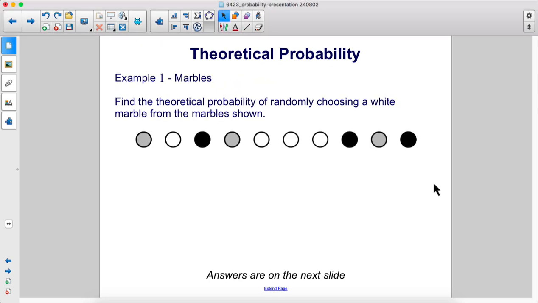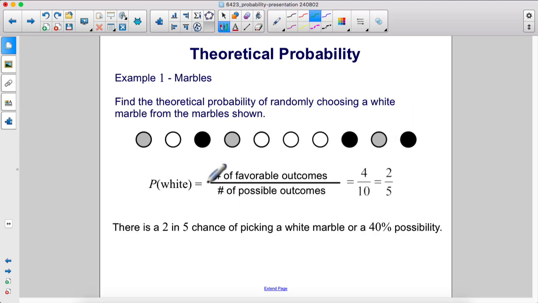Find the theoretical probability of randomly choosing a white marble from the marbles shown. Since there are 4 white marbles, there are 4 possible favorable outcomes, right? Picking any of these 4 would be a success, a favorable outcome, so there's 4 of them. Out of a total possible number of outcomes of 10, because there's 10 different marbles.